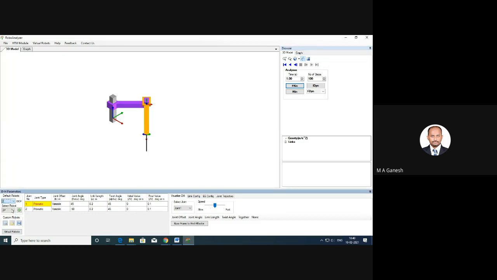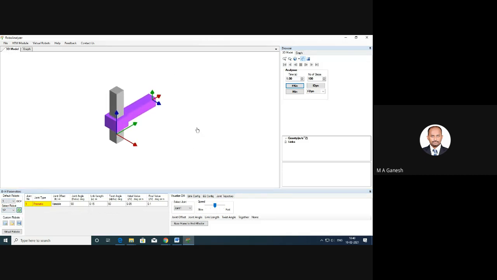Then, in case of a one DOF prismatic joint, you can see here there is only one. What is this? This is joint offset. This is a link. Joint angle is the angle at which the link is connected. Joint twist angle is the twist of the second joint.